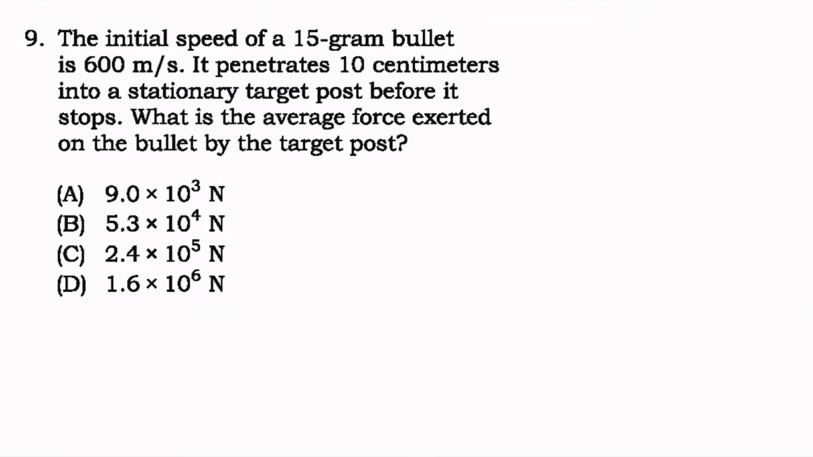It penetrates 10 centimeters into a stationary target post before it stops. What is the average force exerted on the bullet by the target post? So, yung hahanapin natin ay yung force. I-convert muna natin yung mga given into SI units. So, yung mass is equal to 15 grams. Sa isang kilogram, merong 1,000 grams. So, this will become 0.015 kilograms.